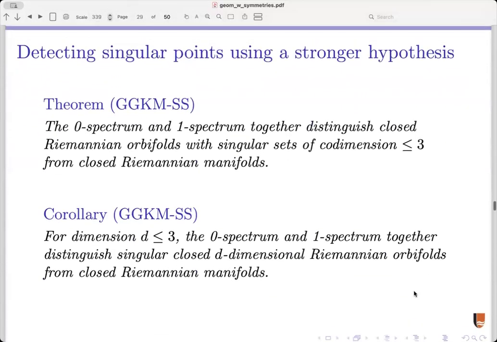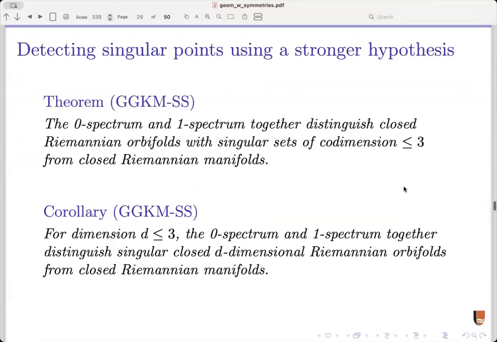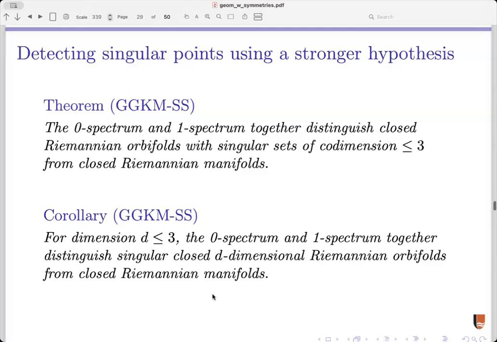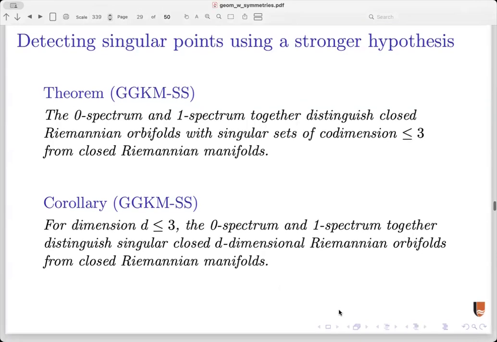And a nice corollary of that result is if you just look at dimensions less than or equal to 3, codimension less than or equal to 3 doesn't give a lot of wiggle room. So in that case, for dimensions less than or equal to 3, the 0 spectrum together with the 1 spectrum distinguish singular closed orbifolds from closed manifolds. So wrapping up that case in dimension 2, for example, that was left open, the double whammy of 2 spectra is enough to hear that singular set.